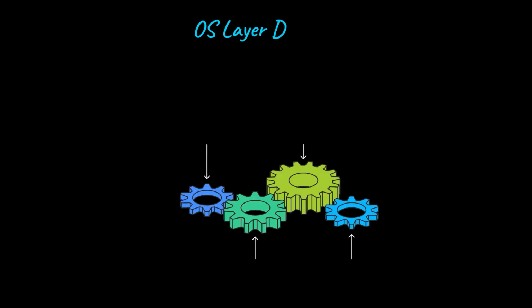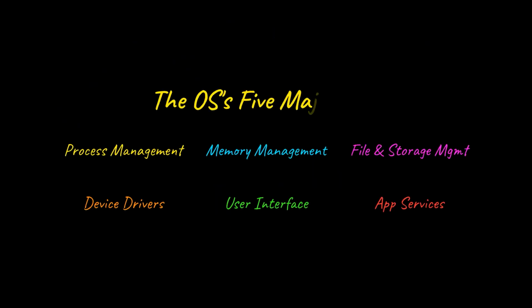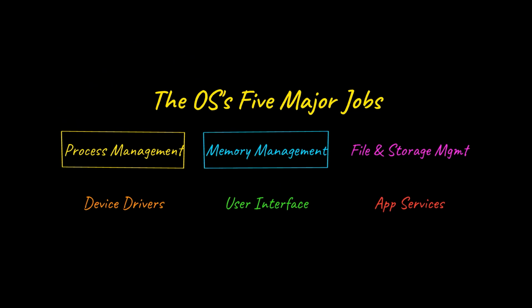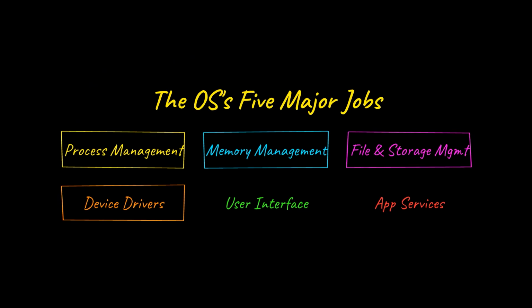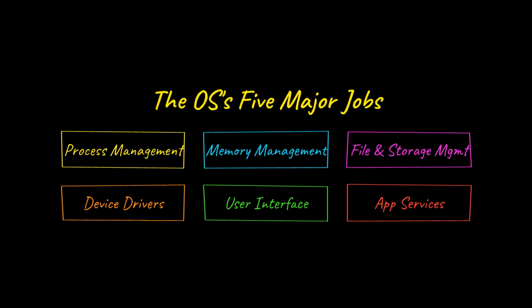Think of the operating system as a middle layer. Hardware sits at the bottom. The OS sits above it, managing everything, and applications run on top, requesting services from the OS rather than ever touching hardware directly. The OS has 5 core responsibilities: managing processors, managing memory, managing files and storage, managing devices through drivers, and providing a user interface, whether a command line or a graphical desktop.